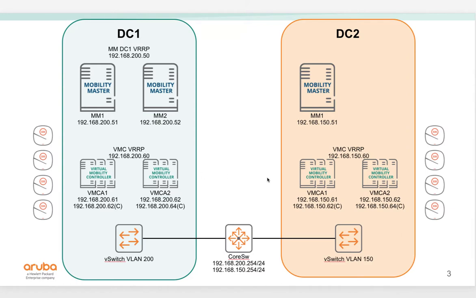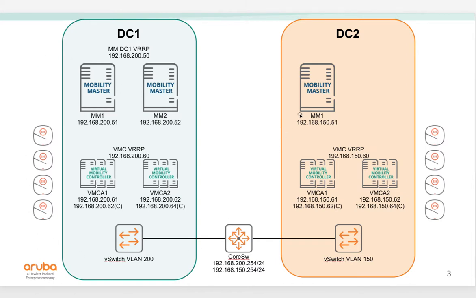So I don't need to individually install licenses on all of these virtual controllers or on these other Mobility Masters. All I'm really doing is installing the licenses on the primary Mobility Master, and then as these other devices connect to it, they will pull licenses as needed.